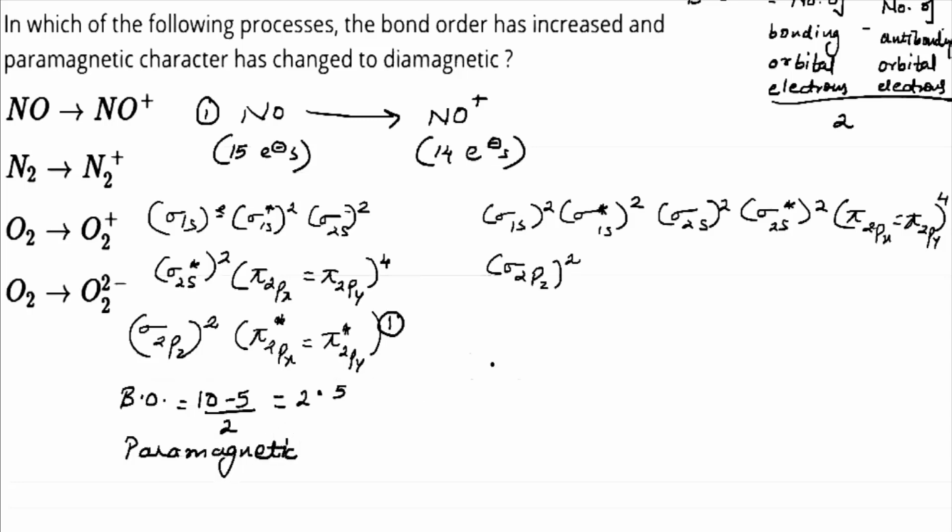Now what about NO plus? So let us calculate for NO plus. Bond order would be equal to 2 plus 2, 4 plus 4, 8 plus 2, 10 minus 2 plus 2, 4, divided by 2. So that would be 6 by 2, which is equal to 3. And over here, all of them are paired up and hence this would be a diamagnetic substance. Now, as per the question, the desired change has occurred in the very first process itself. So the bond order has also increased as well as there is a change from para to dia. So for sure, option 1 is going to be the correct answer.